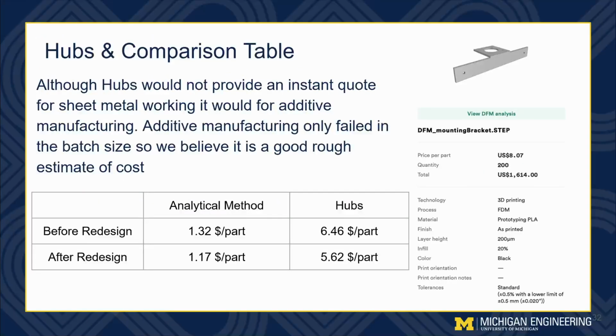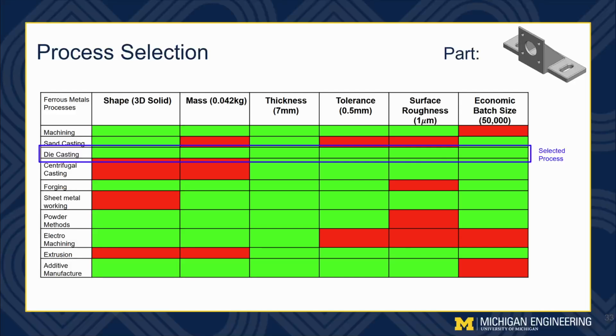Although Hubs was not able to provide an instant quote for our sheet metal working part, it was able to provide a quote for additive manufacturing and 3D printing, which only differed in the batch size, so we thought that it would be a rough estimate of the cost. Our analytical method provided costs much lower than the Hubs method. This could be due to many factors, such as the batch size being far lower in the Hubs versus the analytical. Here is our process selection diagram for a motor mount.